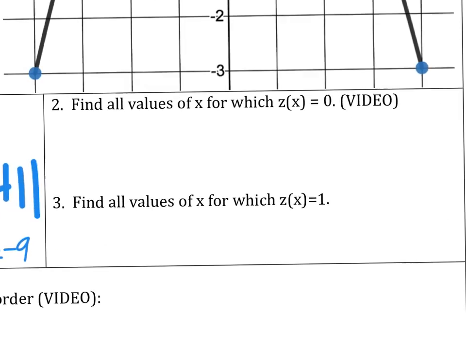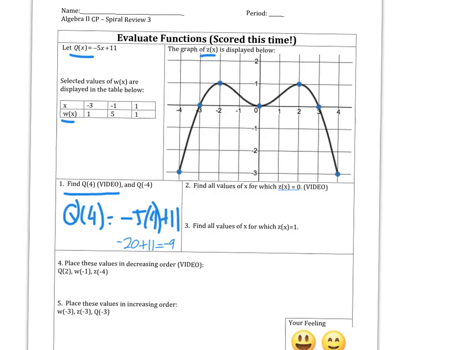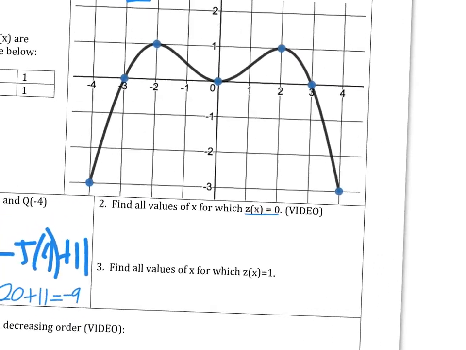Number 2 is also a video problem. We're asked to find all values of x for which z of x is equal to 0. Okay, I've got to figure out which is z. Z is my graph.